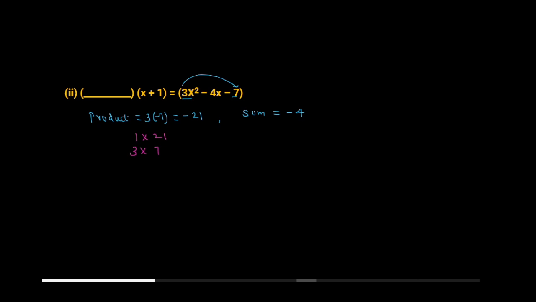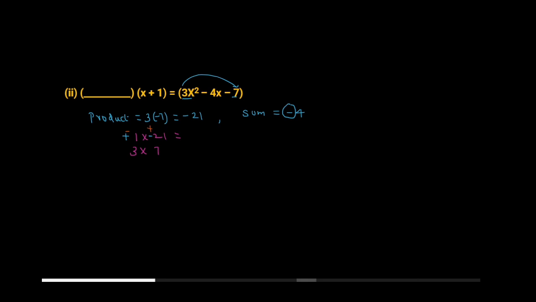If we need to get minus 21, then either one of them is negative. Any one of the factors should be negative. If I give a negative sign for one, then I should give a positive sign for the other. Suppose I give a positive sign for one, I should give a negative sign for the other. How to decide it? Look here. See the sign of the sum. Here we are having negative. So the greater number should have the negative sign. So minus 1 and plus 21 is wrong. Plus 1 and minus 21.